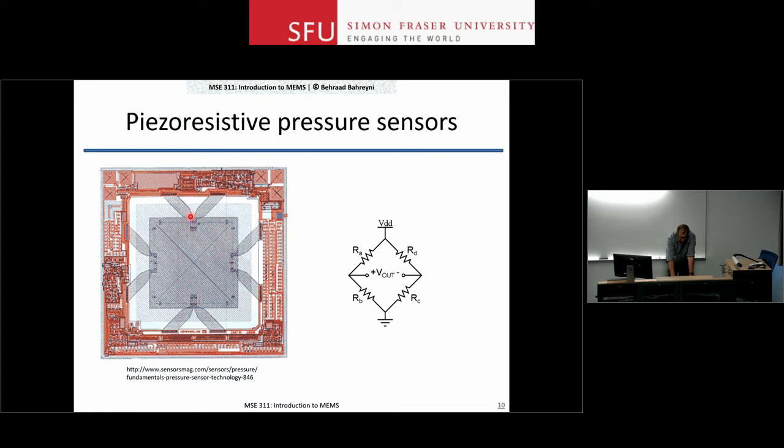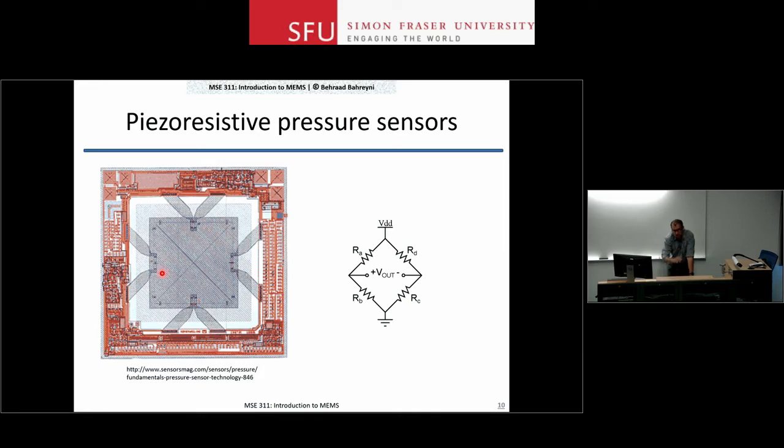You can see that they have placed 4 piezoresistors on the 4 corners of this chip. A membrane is produced here. You have 2 types of piezoresistors. Remember, we could have longitudinal and transverse stresses applied to piezoresistors, and you could get differential sensing if you put the longitudinal ones like here and then transverse ones here.